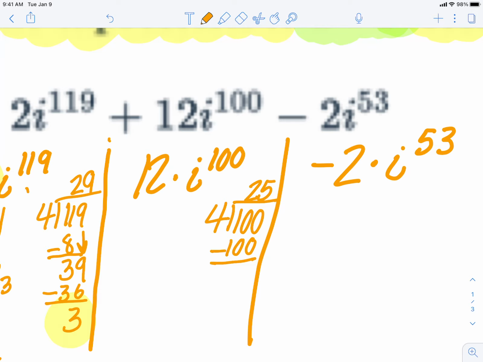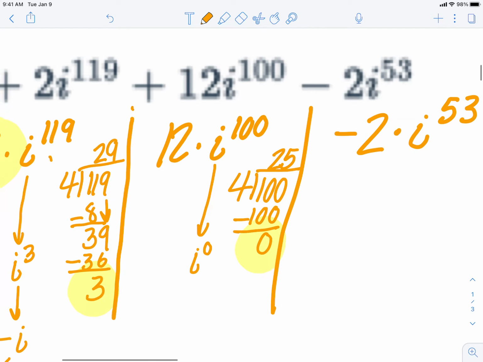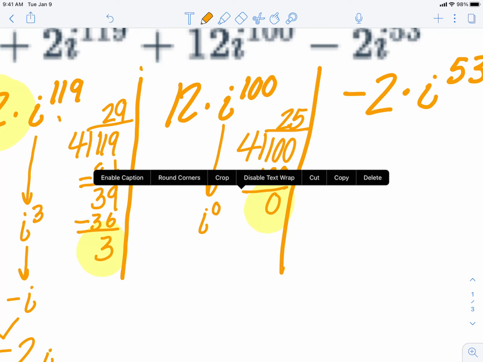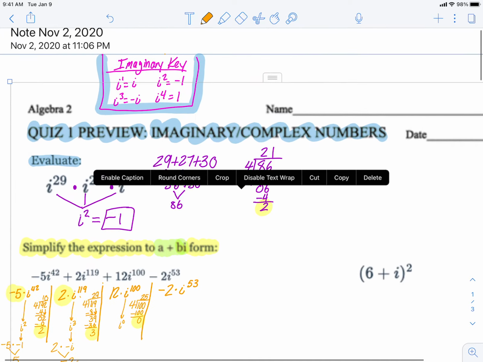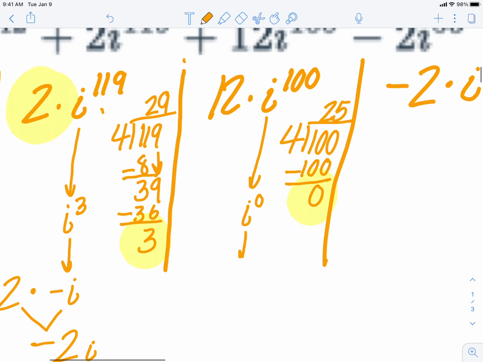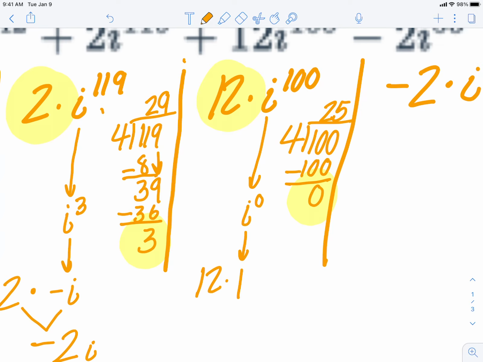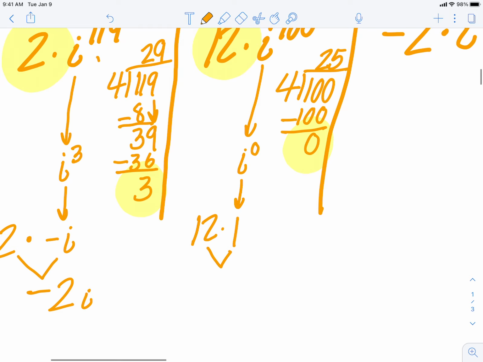Look at that. 100 minus 100 is 0. And 0 is my remainder. So my new exponent of I is 0. And anything to the 0 power is 1. So I'm going to take my 12 times here, and I'm going to bring it down. 12 times 1 is equal to 12. Look at that.